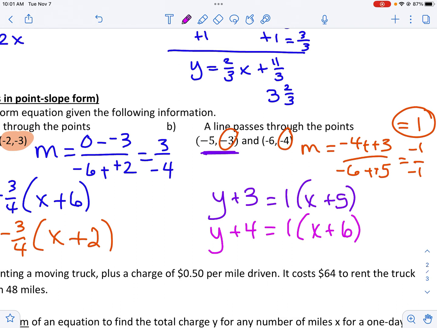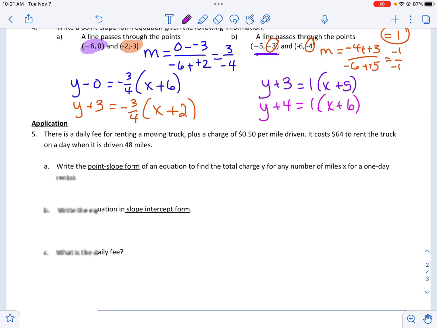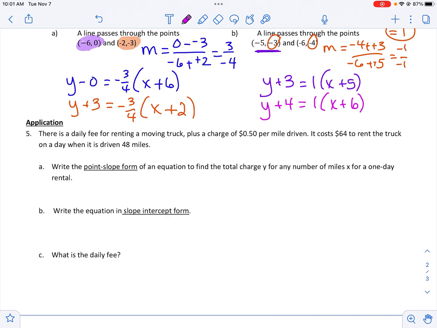So now when you're looking at a word problem, which is why we would normally use that, they've given us one ordered pair in the story. So if we look at question number 5 here, it says there's a daily fee for renting a moving truck plus a charge of 50 cents per mile driven. There's my slope. Per mile driven, that is my slope number right there. Then it says it costs $64 to rent the truck on a day when it is driven 48 miles. So again, there's my ordered pair. 48 miles is a cost of $64.